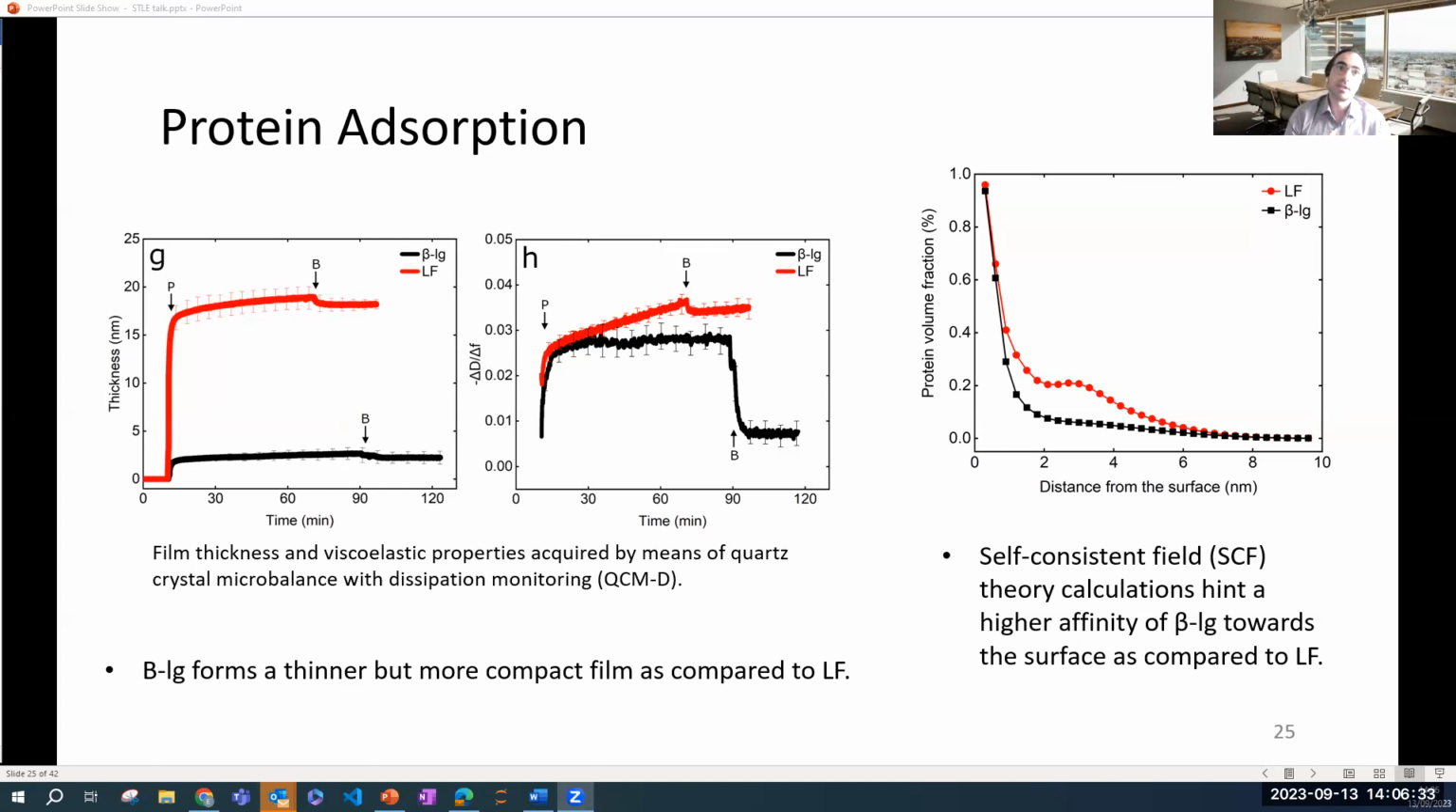What this does is you take the protein, and you have it in a linear structure, not compacted in a 3D structure as it is in nature, and you see how far it sits from the surface when it adsorbs. And what we see here is that BLG sits closer to the surface as compared to lactoferrin.